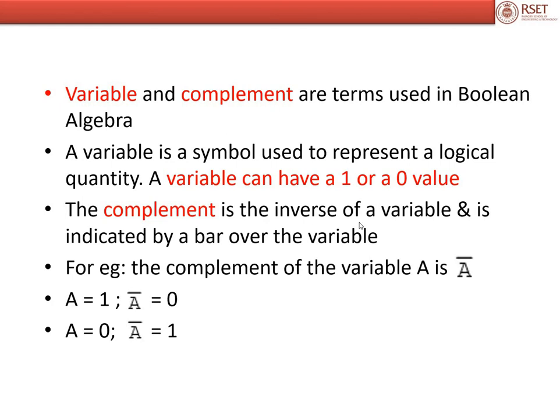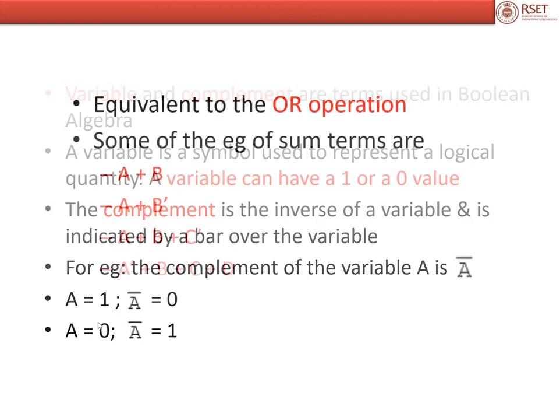Complement is nothing but the inverse of a variable and is indicated by a bar over the variable. For example, if you are taking a variable A, the complement of variable A is A bar. If A is 1, A bar will be 0. If A is 0, A bar will be 1.